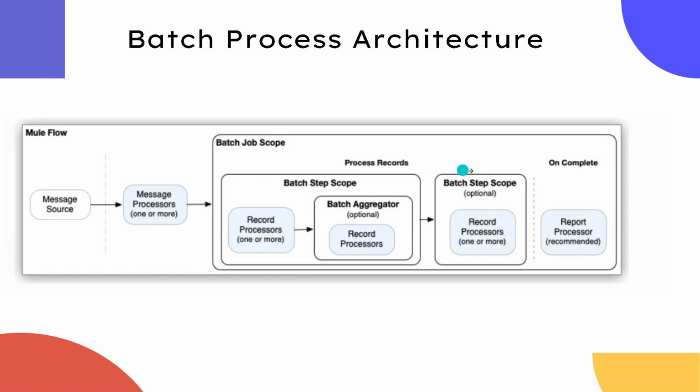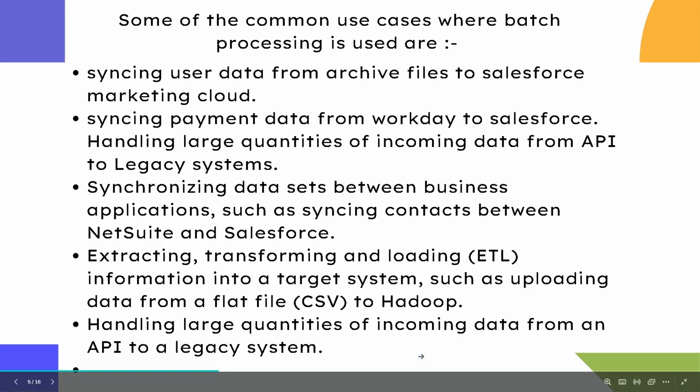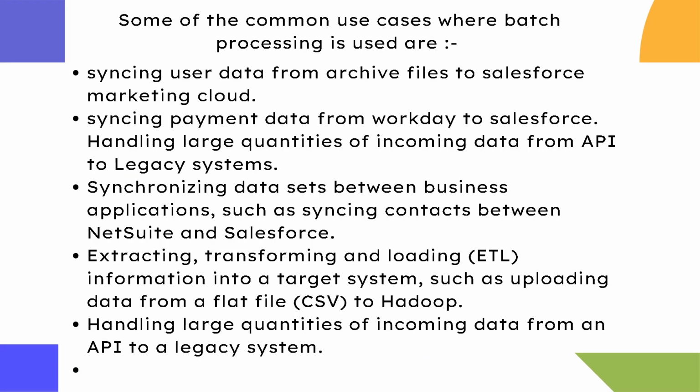And in the on-complete phase, we get a summary of all the records which have been processed in the processing phase. So the batch step phase is basically the processing phase. In the on-complete phase, you will get the summary of all the records which have been processed previously: how many records failed, how many records are loaded, how many records passed. So all the information you will get in the on-complete phase, guys. So let's move on to the next topic, batch processing architecture.